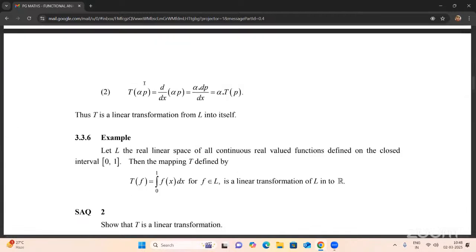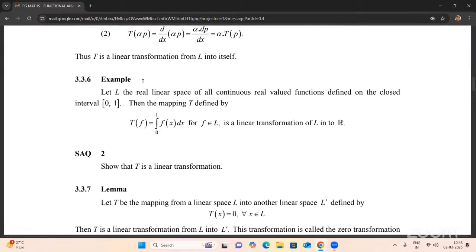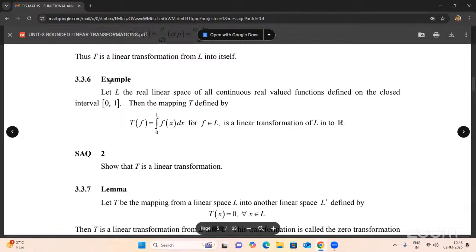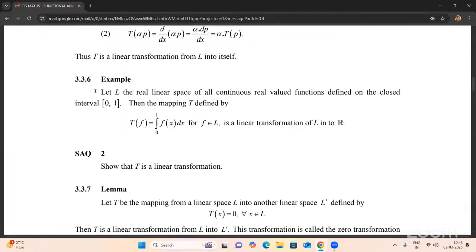At the same time, scalar multiplication is also satisfied throughout the differential part. T of alpha P equals d by dx of alpha P, that is, alpha into dp by dx. Here alpha into dp by dx means alpha times T of P. So clearly T is a linear transformation from L into itself. Okay, students, listen carefully. This is the differential operator relation.